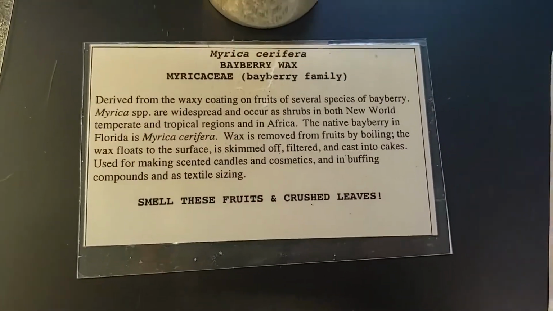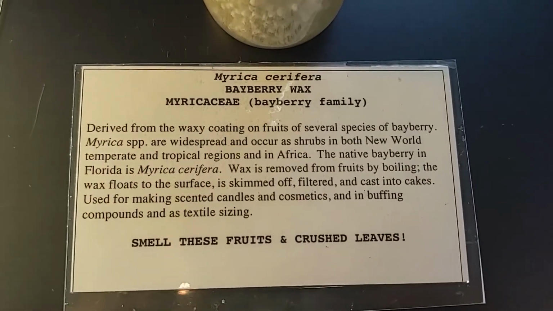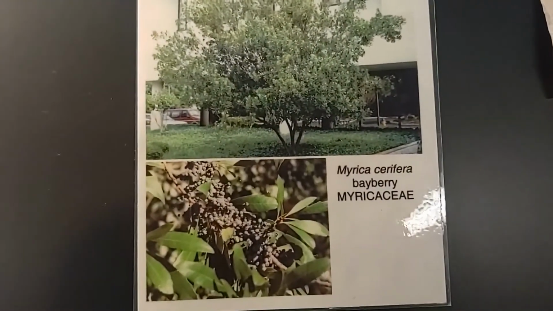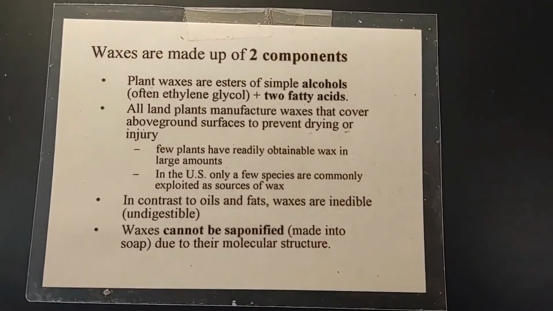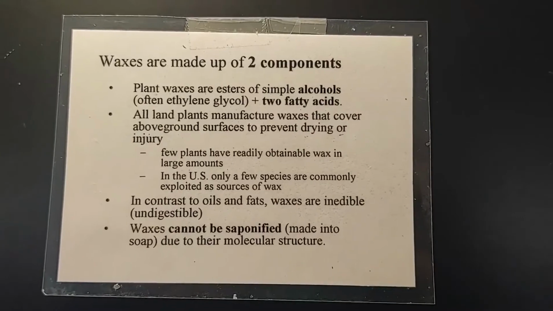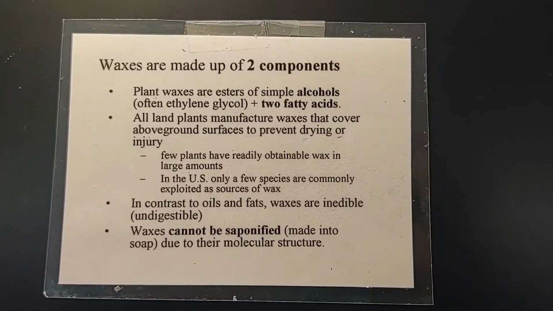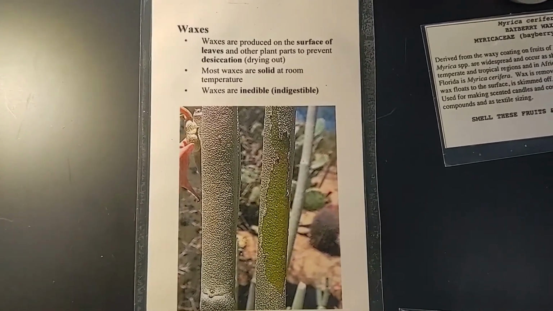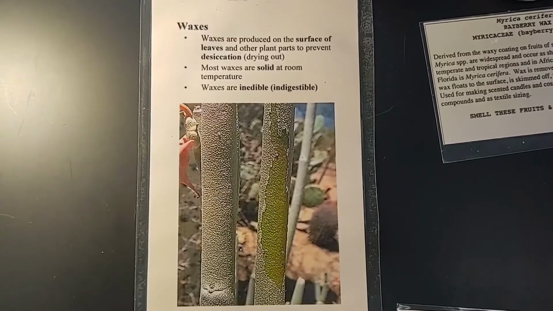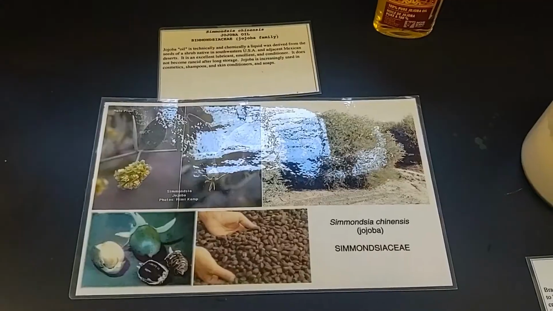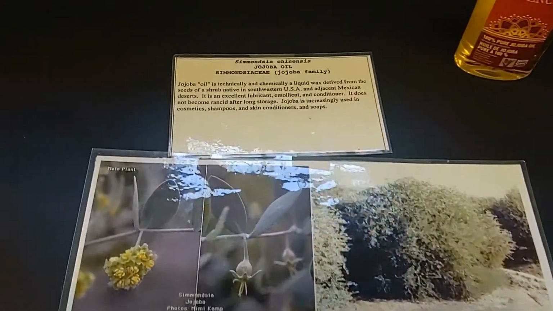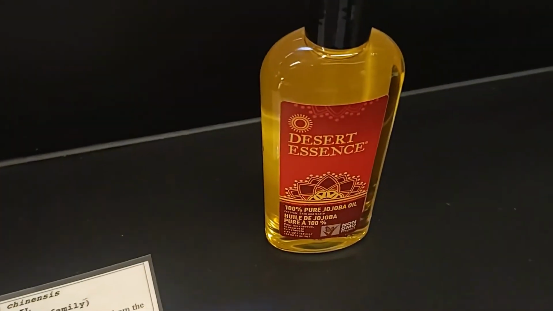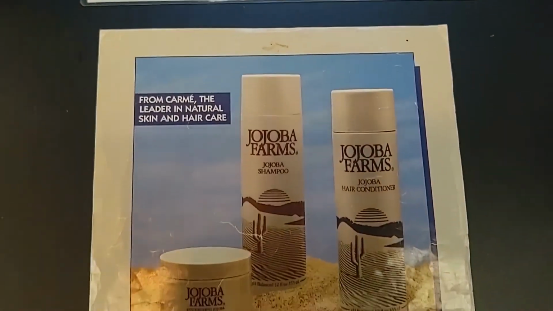Yeah, smell them. I wish you could. Alright, so we have bayberry as well. Oh, and I forgot to mention that waxes are made up of simple alcohols and fatty acids. Waxes themselves are produced on the surface of leaves and other parts to prevent desiccation. We often cannot digest these waxes. Jojoba oil here is another liquid wax, and it's used in shampoos and many beauty products.